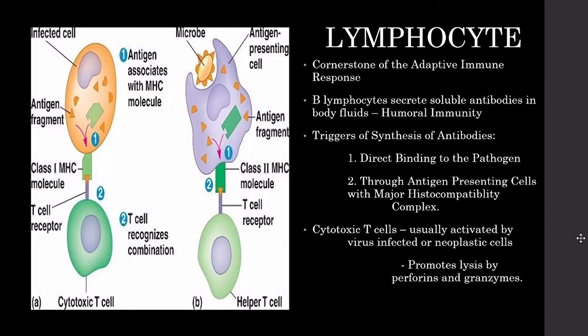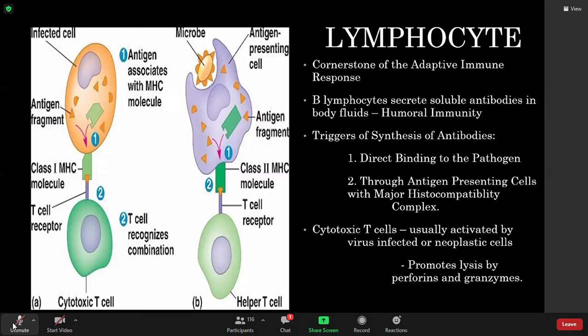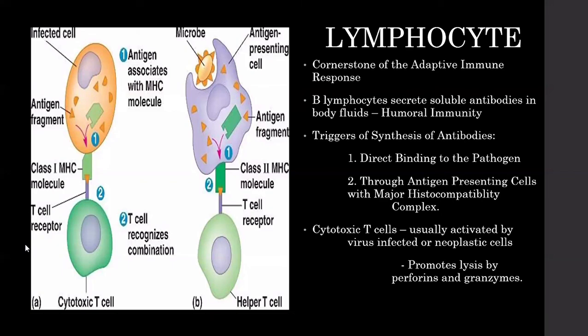Nakuha tong concept na to, yung helper T cell and cytotoxic T cell, and the class 2 and class 1. Kasi ito yung specificity ng MHC. Your class 1 will bind to your cytotoxic T cell, your class 2 to your helper T cell. Your cytotoxic T cell, given the name cytotoxic, will kill the infected cell, while your helper T cell will promote antibody production and aid in the infection. Pero hindi siya mismo ang papatay sa bacteria.